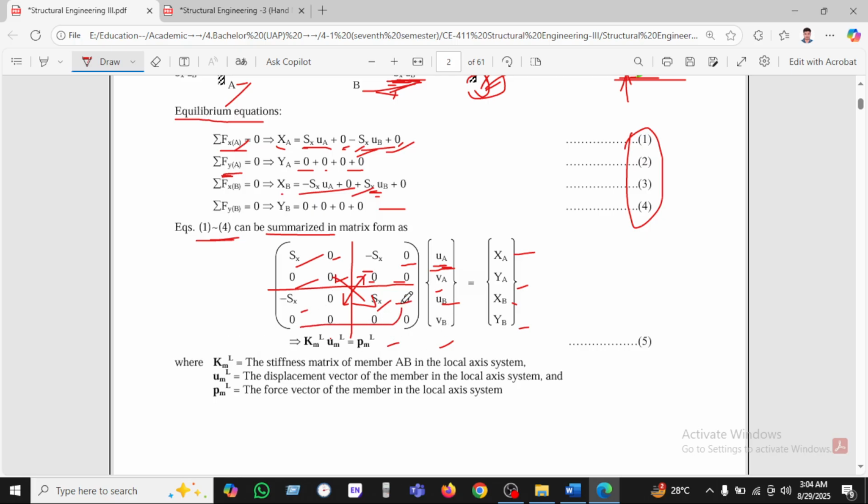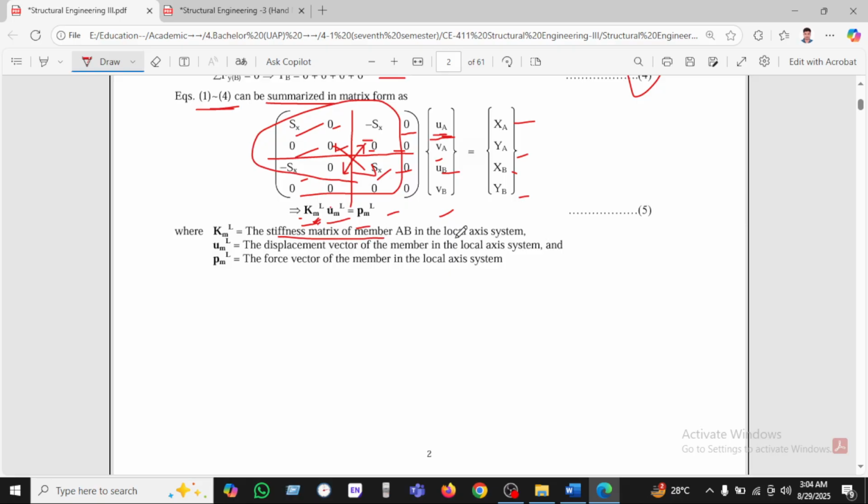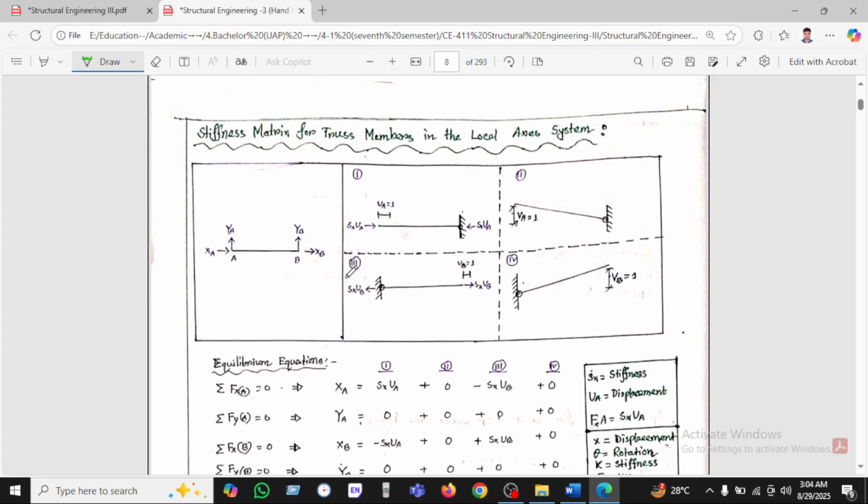So we can call here the stiffness, which is K, L is a matrix, K is the stiffness, L is local. So global stiffness matrix, and displacement global, and P is the load matrix. Okay, the stiffness matrix of member AB in local axis, and the displacement vector of a member in local axis, and the force vector in the local axis. So all we have shown here. So this I have just been writing here.